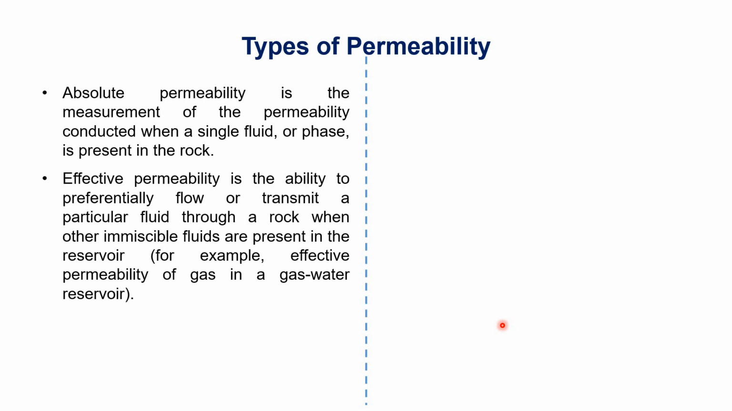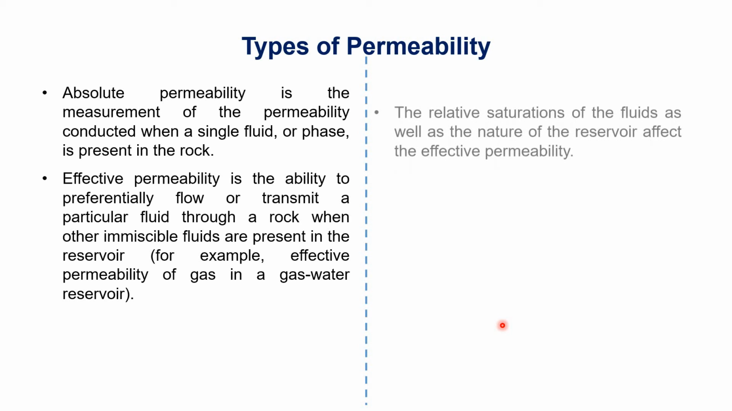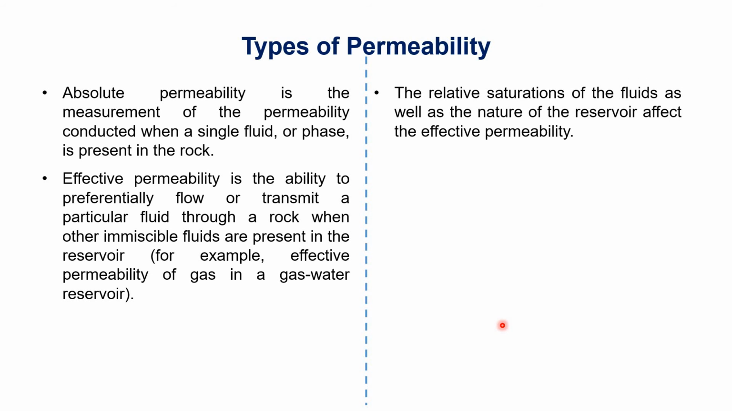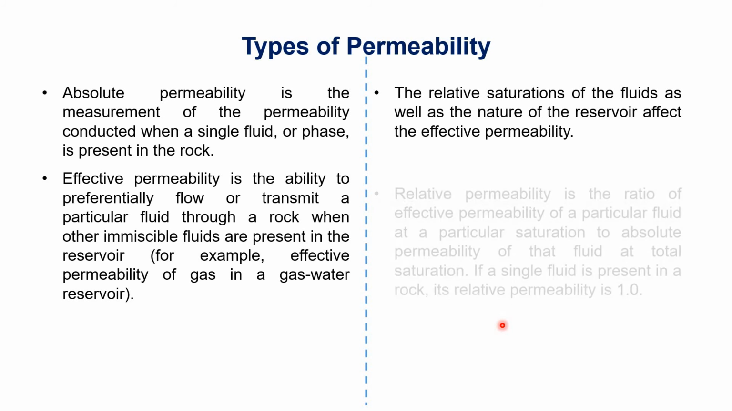The second type is the effective permeability, and effective permeability is the ability to preferentially flow or transmit a particular fluid through a rock when other immiscible fluids are present in the reservoir. For example, effective permeability of a gas in a gas-water reservoir. Simply, effective permeability will be discussed when there is multi-phase flow. That is, the rock has more than one phase of fluid present in it. The relative saturation of the fluids as well as the nature of the reservoir affect the effective permeability.